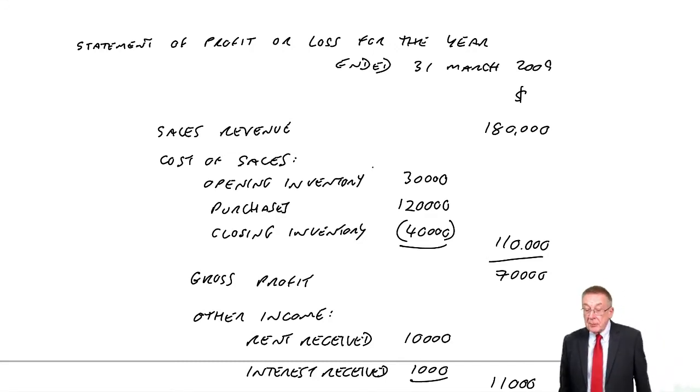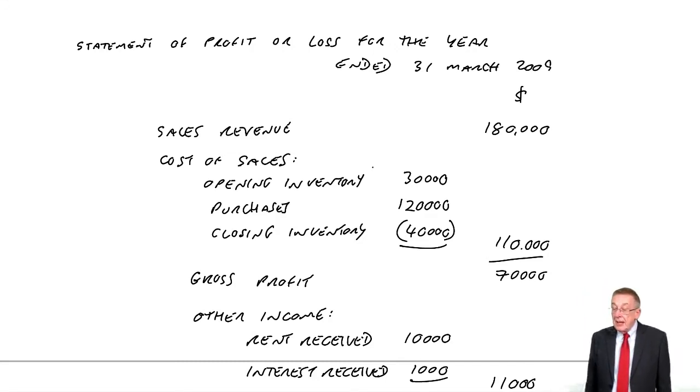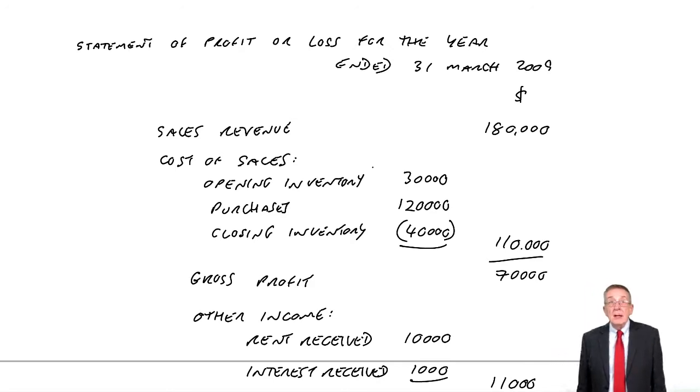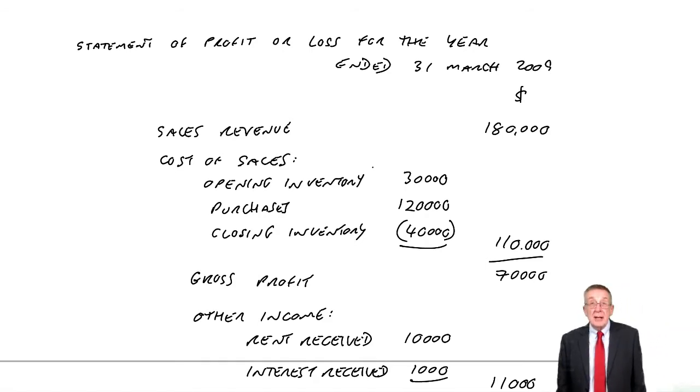Look at the heading, it's statement of profit or loss for the year ended whatever period we choose. I said before, although many businesses choose to do the statements every 31st December, they can do it any date they like. This business is doing it every 31st of March. So this statement is showing how much profit they made during that year.